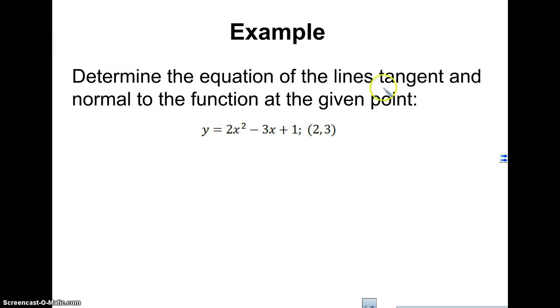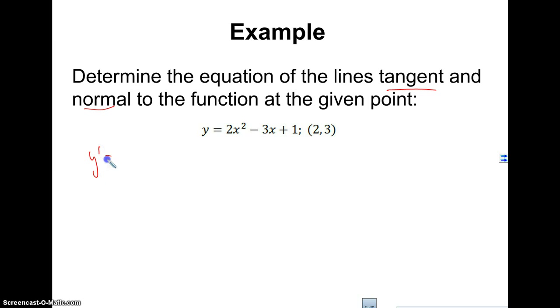So let's determine the equation of the tangent and normal lines to the function at the given point. I'll talk about what normal is in just a second. So we have this function and we're going to find the tangent line at this point. Remember that a line tangent to a curve is a line that touches the curve at one point. So we're going to find the derivative.